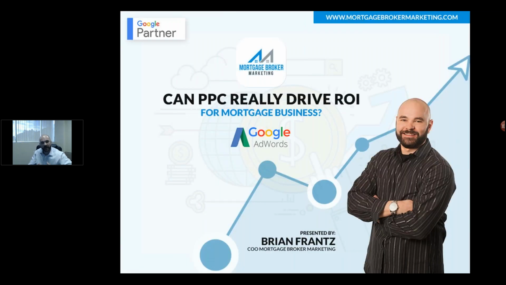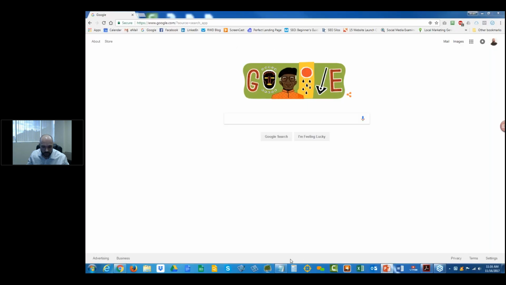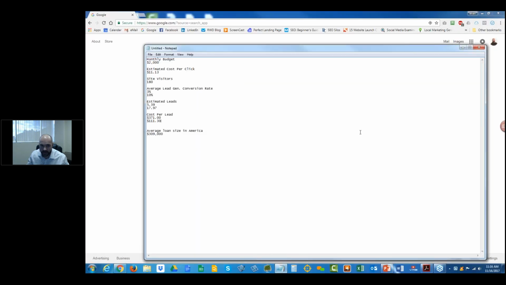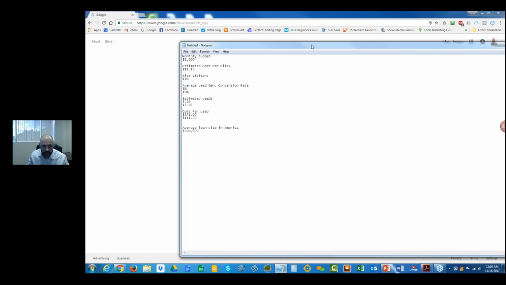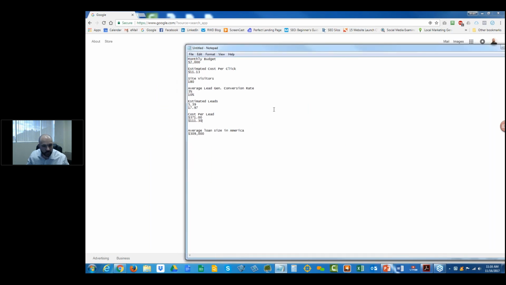And so I actually do have an example here. Can PPC really drive an ROI? Just a little before the call, we did a market analysis for someone thinking they were in Columbus, Ohio, and so these are some of the numbers that were found in Google. This is what I hope you guys can see.